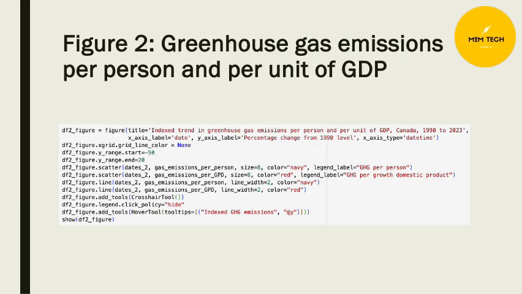The next figure shows two index trends over time: greenhouse gas emissions per person and per unit of GDP. Again, using Bokeh, I created combined scatter and line plots with different colors for each trend. The x-axis shows time and the y-axis shows the percentage change, which helps us understand how these indicators evolved over time. I removed vertical grid lines to keep the chart clean and focused, and interactive features like hover and crosshair make it easy to explore specific values.